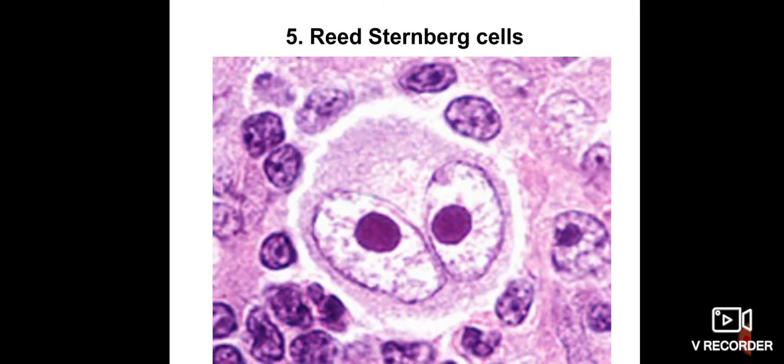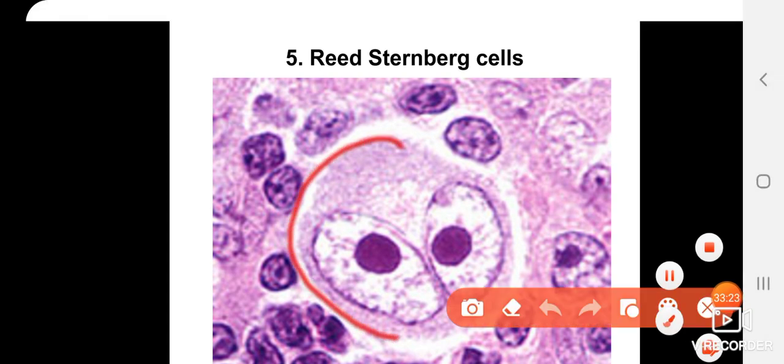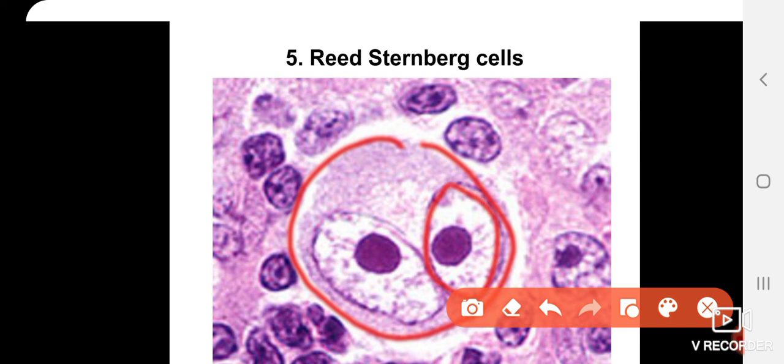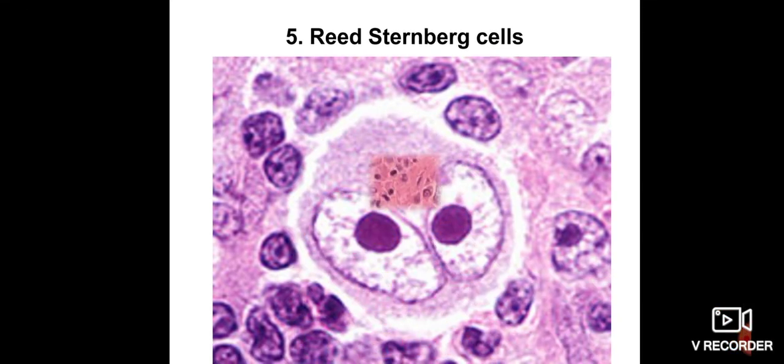Then we have Reed-Sternberg cells. The Reed-Sternberg cell is mainly associated with Hodgkin's lymphoma. In Hodgkin's lymphoma, you will see these large cells. This is a large binucleated cell. It has 2 nuclei, and large nucleoli or macronucleoli. This is characteristic for Hodgkin's lymphoma.